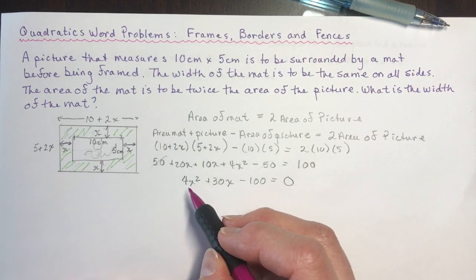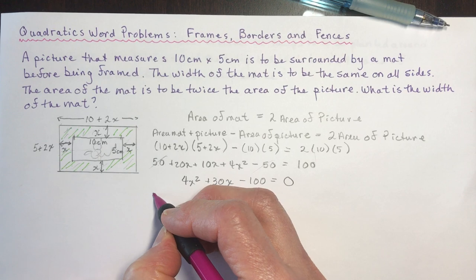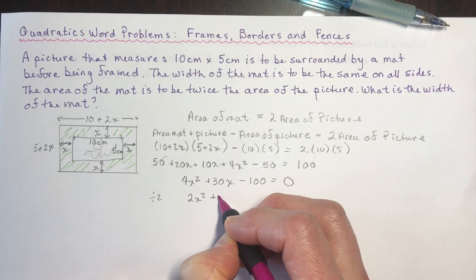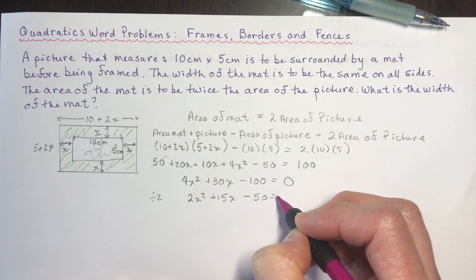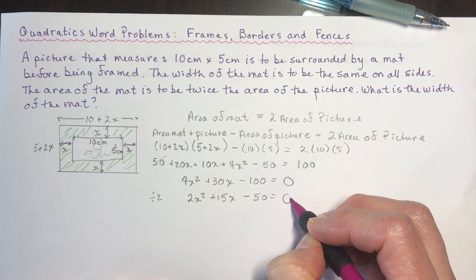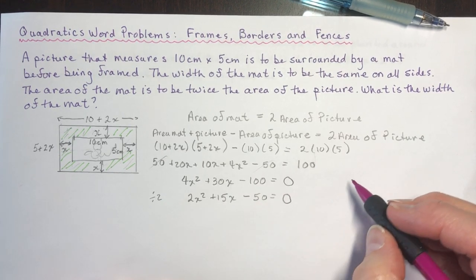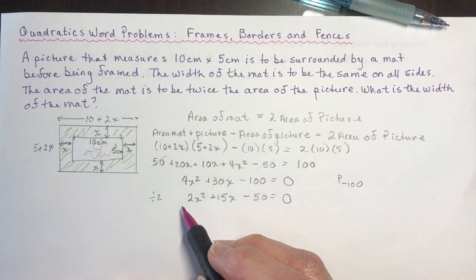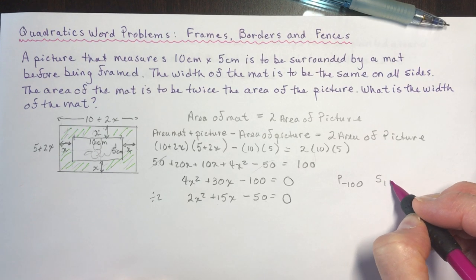Okay, so now I know that I do have a common factor here. So I'm going to divide everything by 2. Divide by 2 here. So it gives me 2x squared plus 15x minus 50 equals 0. Now I'm going to try to just factor this. Let's see, can we find something that has a product of minus 100? Remember, the first times the last, and a sum of 15.